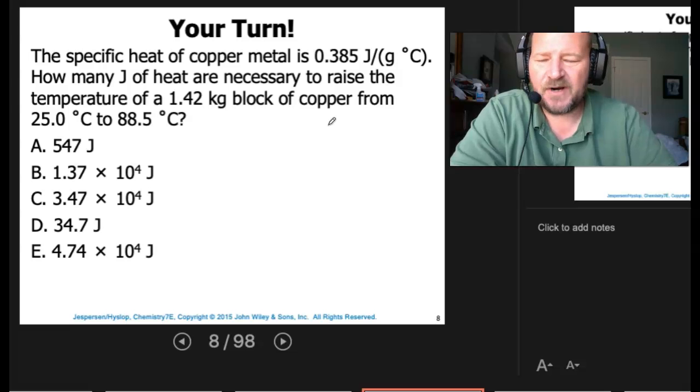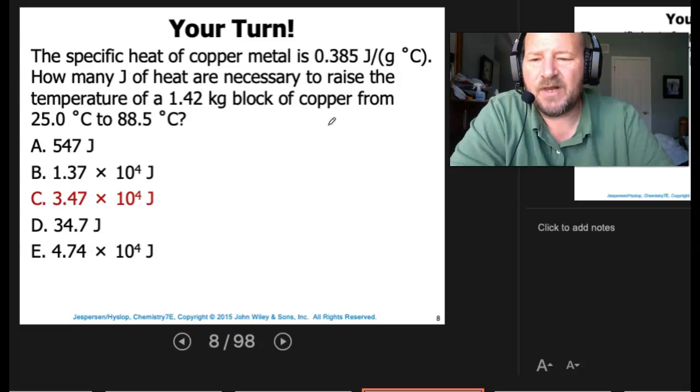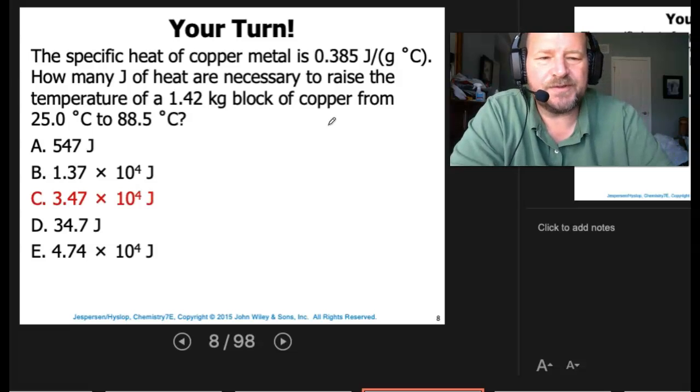All right, so as you work through this problem then, here are your potential answers, and you can pause here if you want, and then do some work, and then hit play. And after you hit play, hopefully you've come up with 3.47 times 10 to the 4 joules.